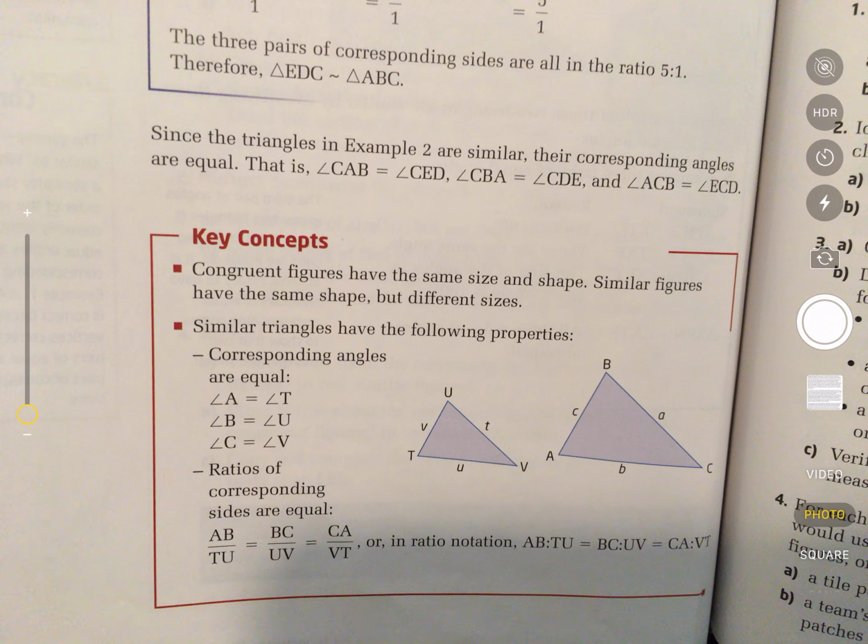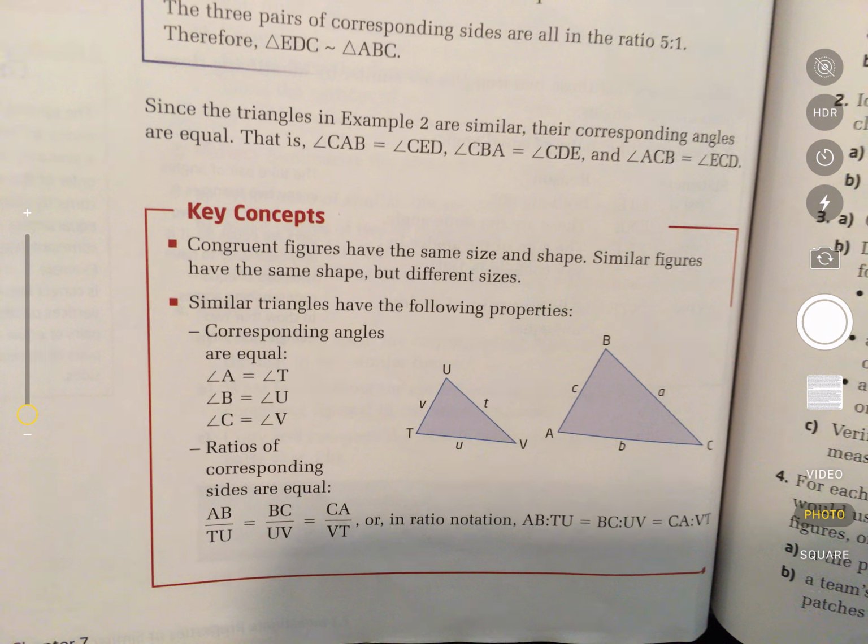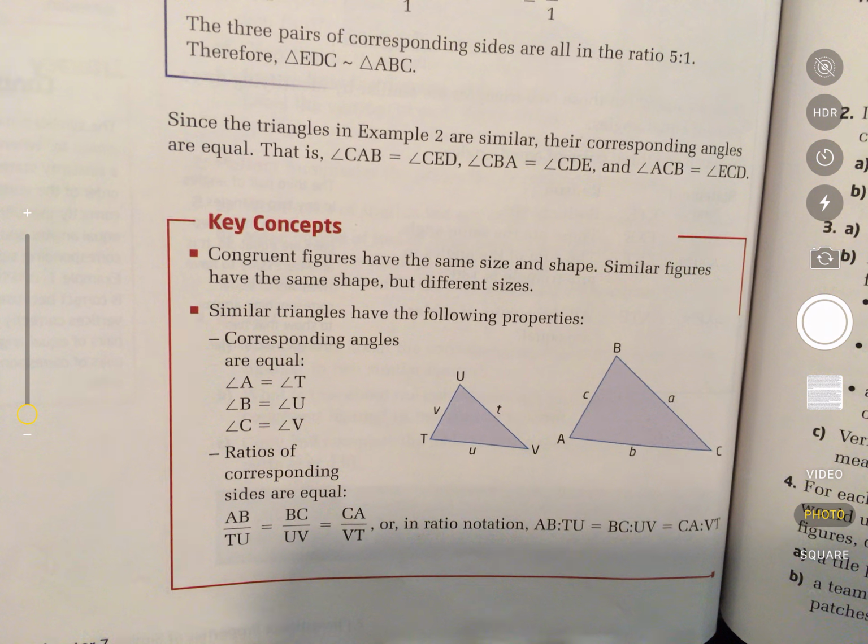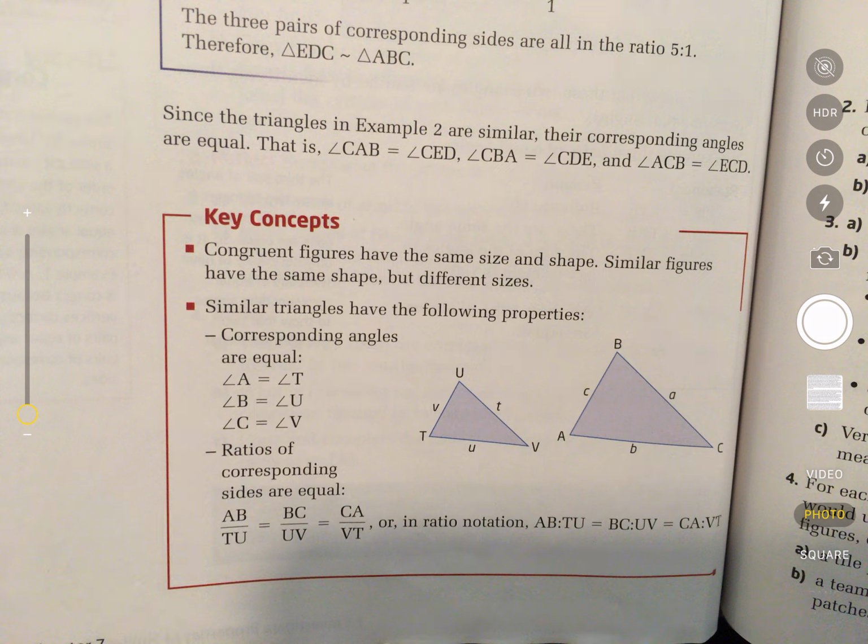So congruent figures have the same size and shape. Similar figures have the same size but different shapes. Similar triangles have the following properties. Their corresponding angles are equal.